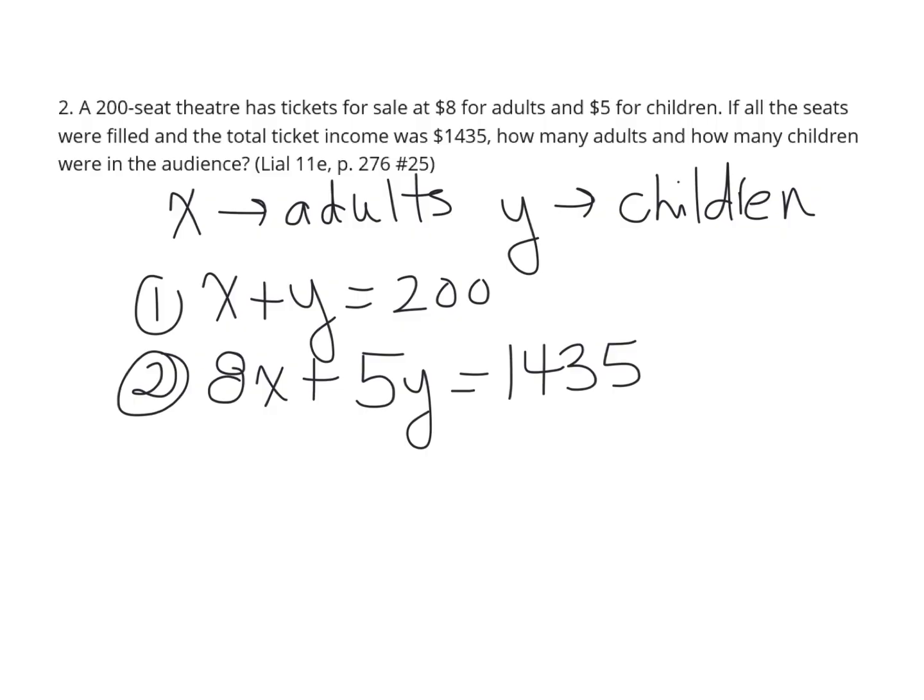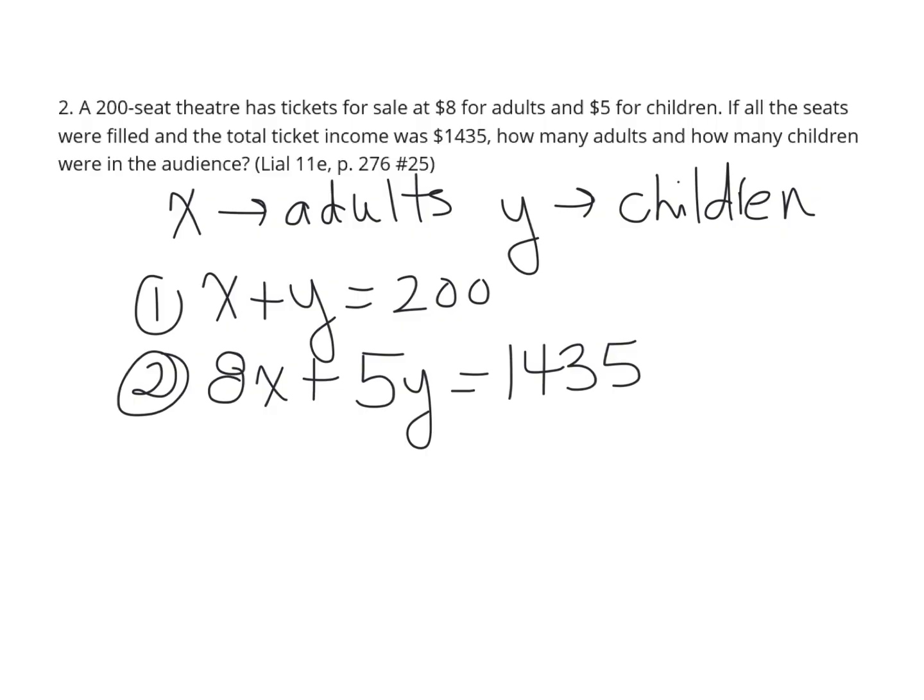And again, I would look at the coefficients or the numbers that are in front of the variables. So in equation 1, I have 1x plus 1y equals 200. And in the second, I have 8x plus 5y equal to 1,435. These two equations are conducive to using either of those first methods, and also graphing, actually, if you want to try that as well. So I'm going to again solve this using elimination, and then I will also solve it using substitution.